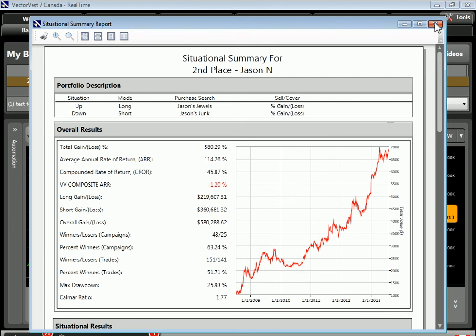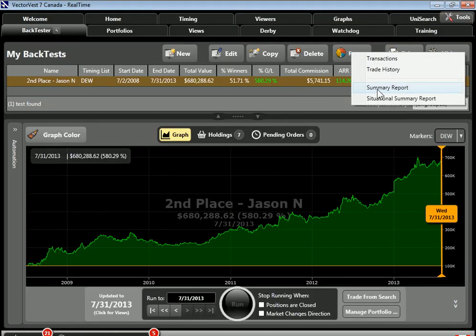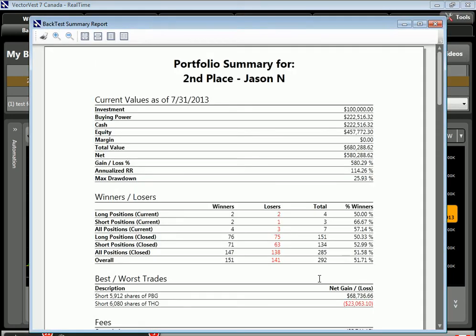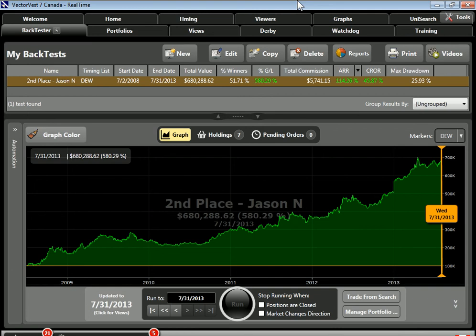And if I close the situational summary report, go to the summary report, you can see we had 292 trades. Now that's just a smidge over 1 trade per week. And again, he only spent just about $5,700 in commission. I'll go ahead and close the backtest summary report. So fantastic trading plan here. We want to congratulate Jason for winning second place in the VectorVest Canada Challenge.